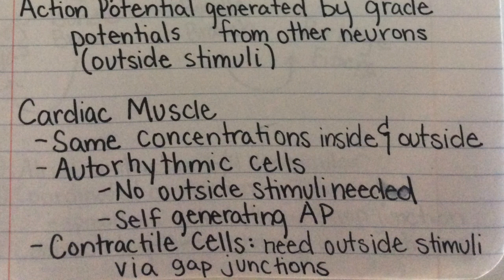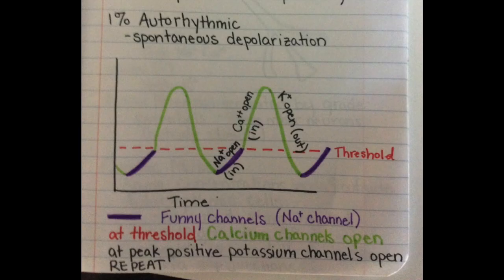Autorhythmic cells differ from both contractile cells and neurons because they do not need outside stimulation to reach threshold. They slowly drift from a negative charge to a less negative charge until threshold is reached. Once threshold is reached, an action potential is generated. This drift from a negative resting membrane potential to threshold is accomplished by funny channels. Funny channels are essentially sodium voltage gated channels.